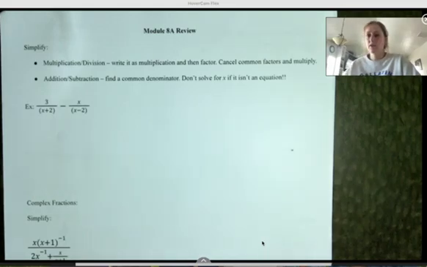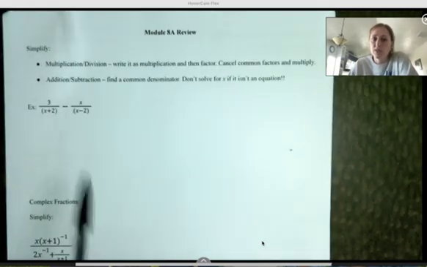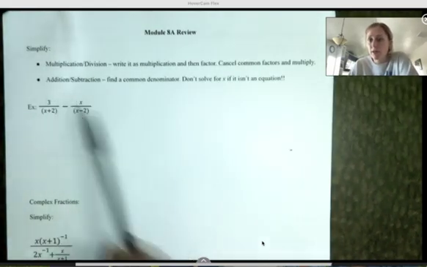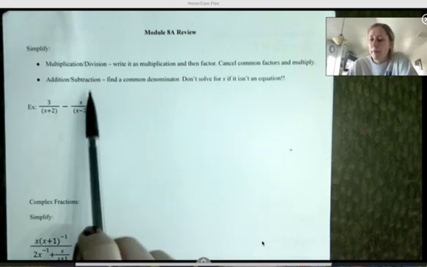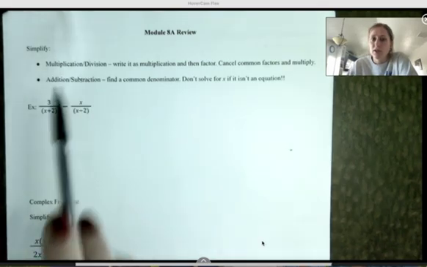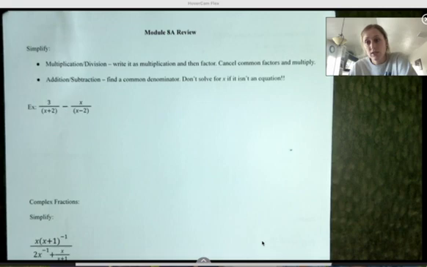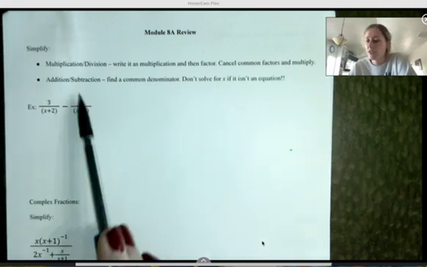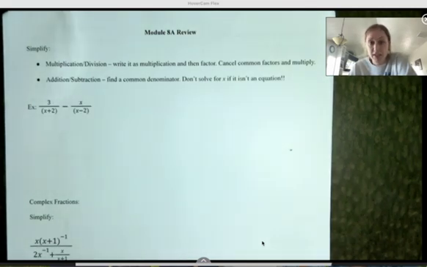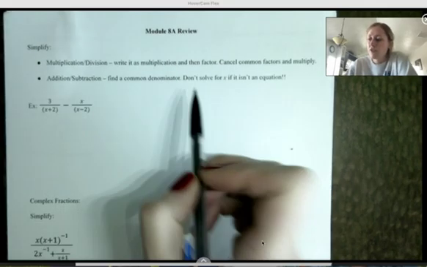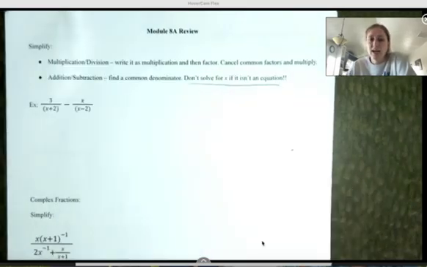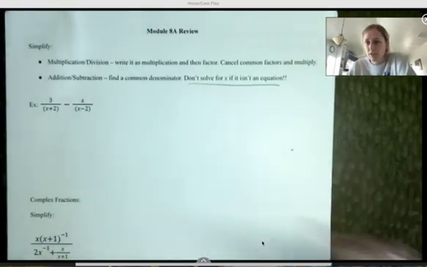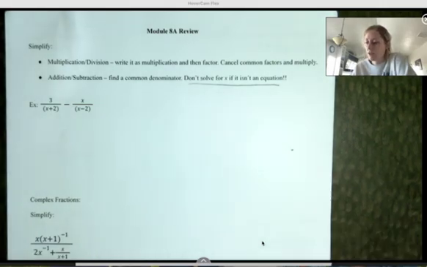Just do a short review here to recap some of the big ideas in this module. One of the things we did was operations with rational expressions. Remember, for multiplication and division, you can cancel common factors diagonally and within the same fraction. Adding and subtracting, you have to have a common denominator. This is really important too. If it's not an equation, you're not solving for x, so you're just simplifying, combining like terms.